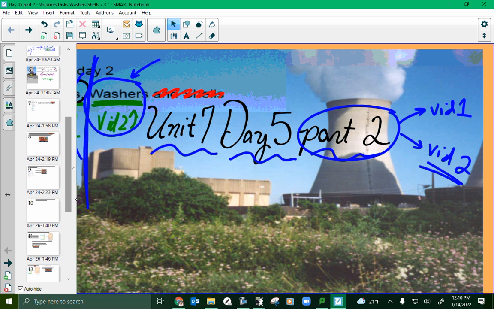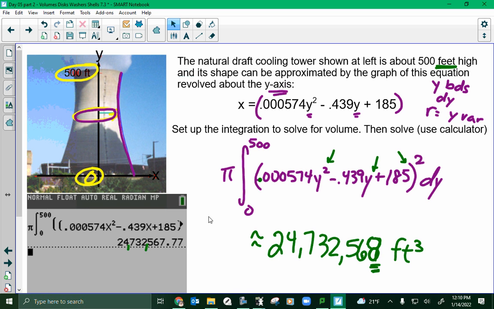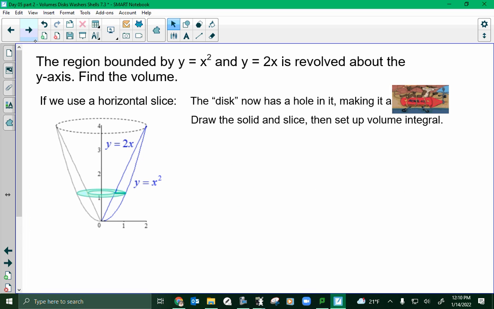All right. We left off with video 1 of Unit 7, Day 5, Part 2, with this problem. It's already done. I'm not going to go over the entirety of it, but it was the natural draft cooling tower, and that was the last disc problem that we're going to do. We are now going to move on to what we like to call washers.